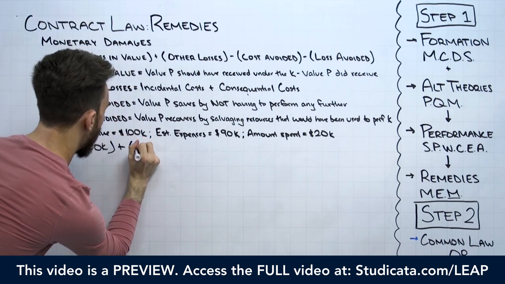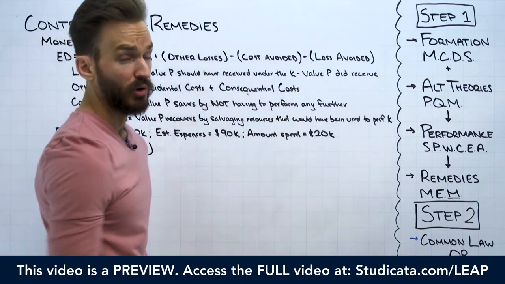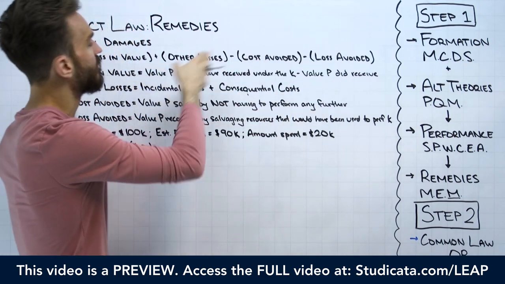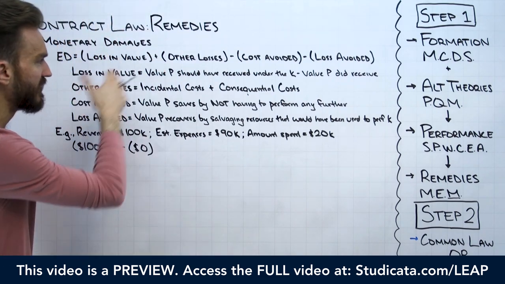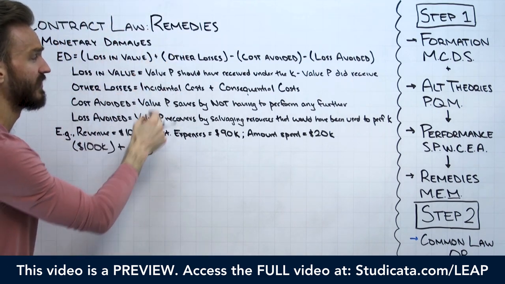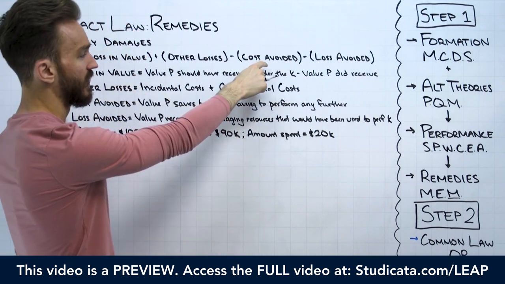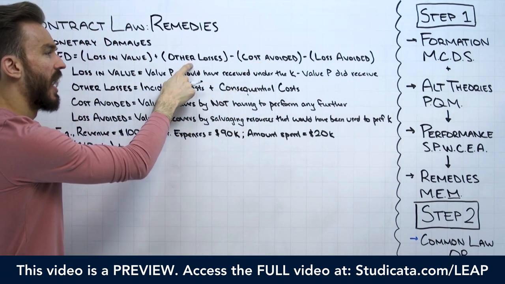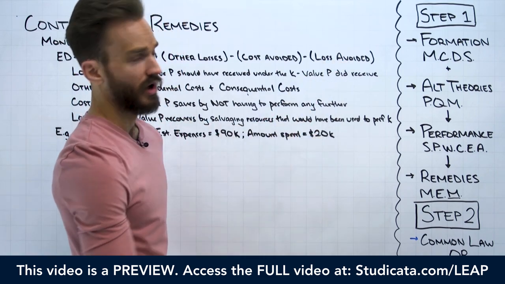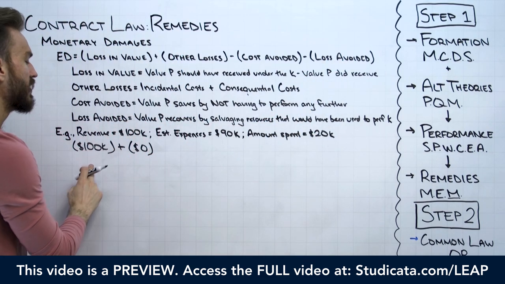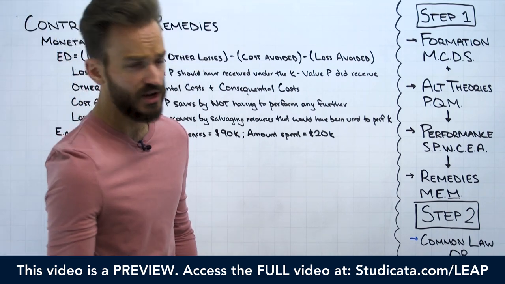A lot of times, by the way, you won't have all four variables. On a really confusing fact pattern, they might be trying to test remedies, but a lot of times it'll be very straightforward. You'll just have the loss in value without other losses. Normally you have loss in value and costs avoided. A lot of times other losses and loss avoided are both zero, like what we're drawing up here. So we have 100K for the loss in value, and no other losses, so that's $0.